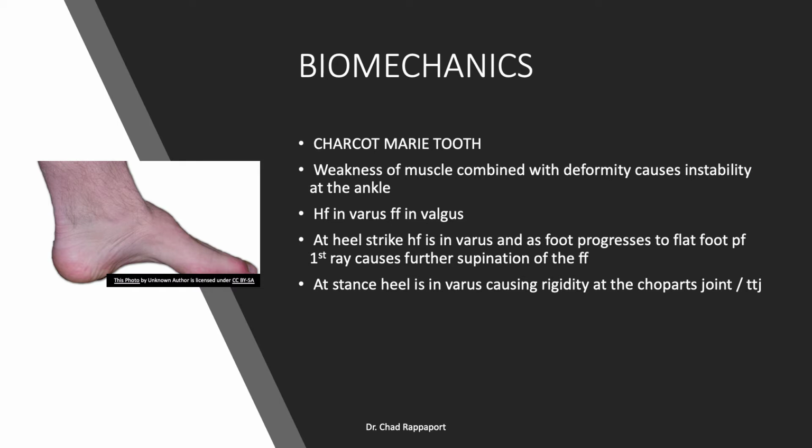Remember, the hind foot is in varus and prototypically the forefoot is in valgus. And so at heel strike, the hind foot being in varus, as the foot progresses to flat foot, plantar flexion of the first ray causes further supination of the forefoot because there is no normal peroneus brevis to resist this force, and this produces significant instability at the ankle joint.